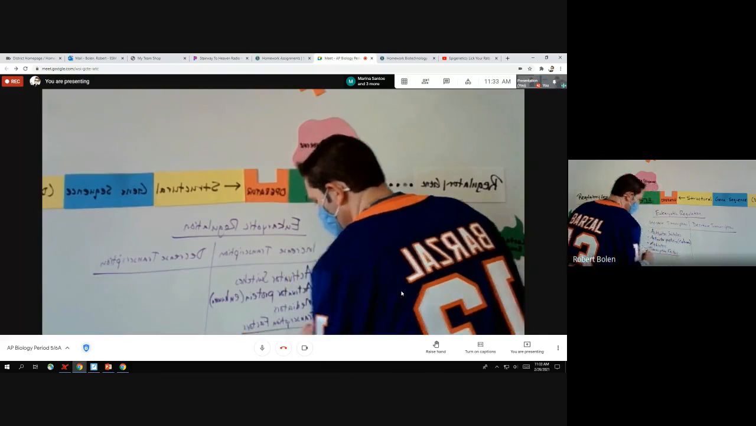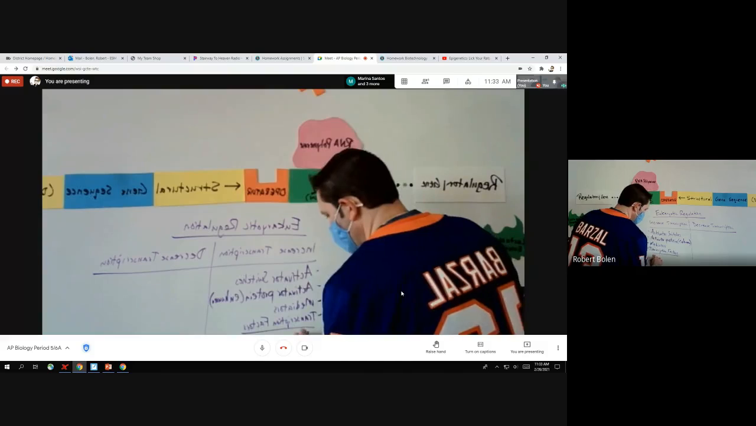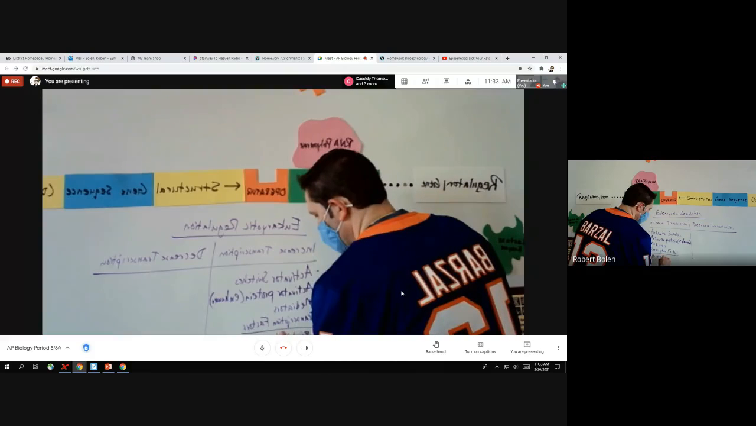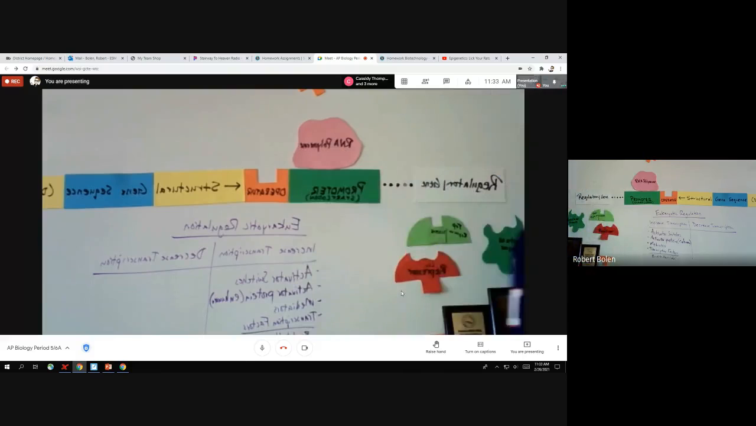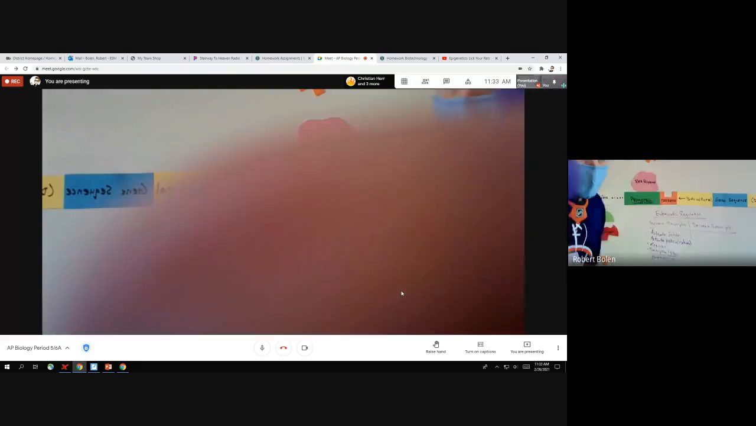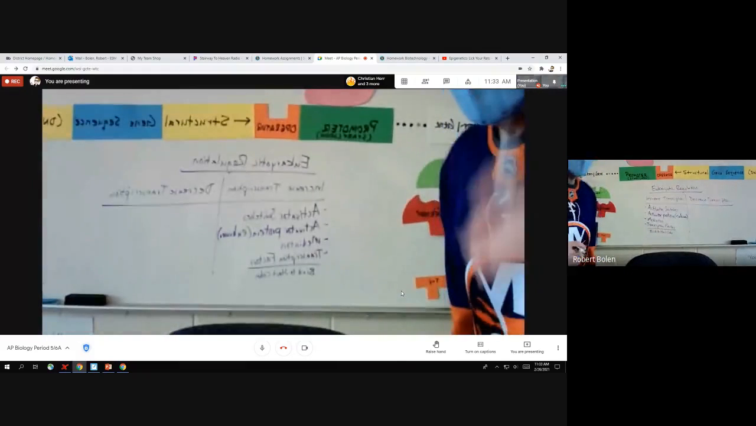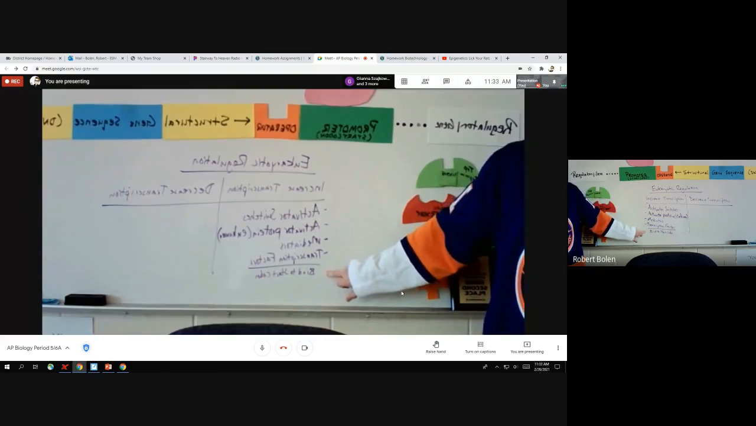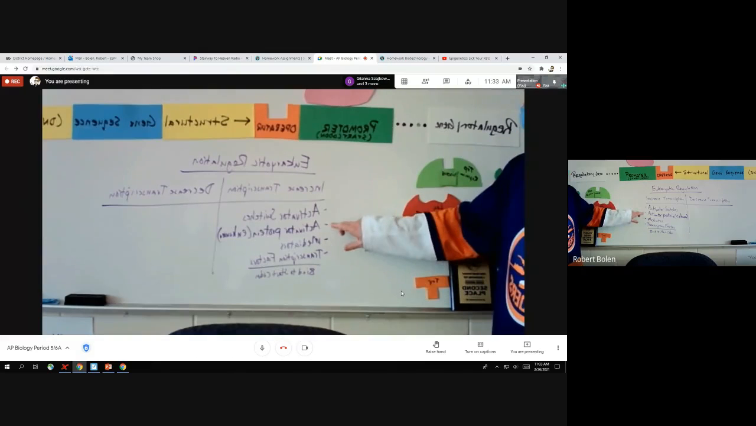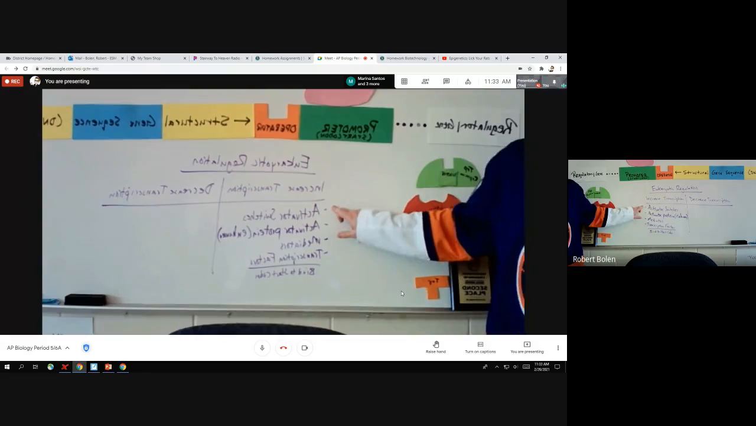Okay, transcription factors, they're going to bind to the start codon, right? And that's where you're going to be able to copy your DNA. Let me move this down a little bit so you guys can see, okay? So the transcription factors bind to the start codon, right? Activator proteins bind to the switches.